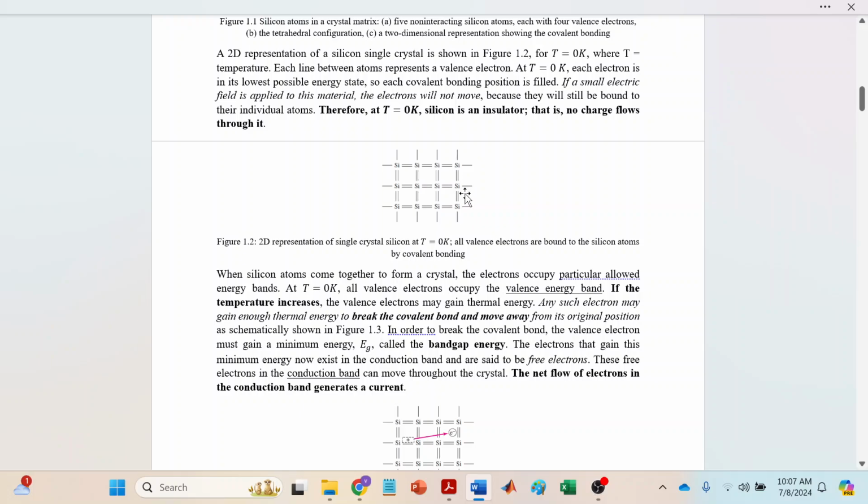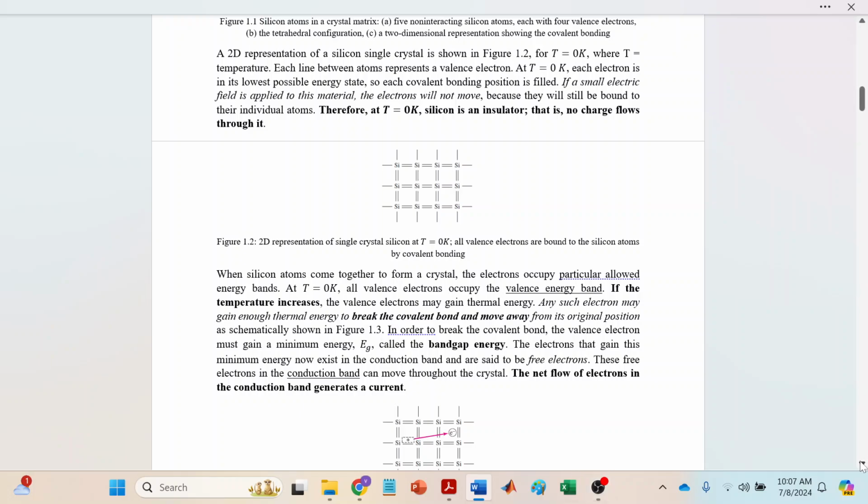And if the temperature is increased, so we've seen at 0 Kelvin, but if the temperature is increased, the valence electrons will gain some thermal energy, and the thermal energy that is gained may be sufficient to break the covalent bond.